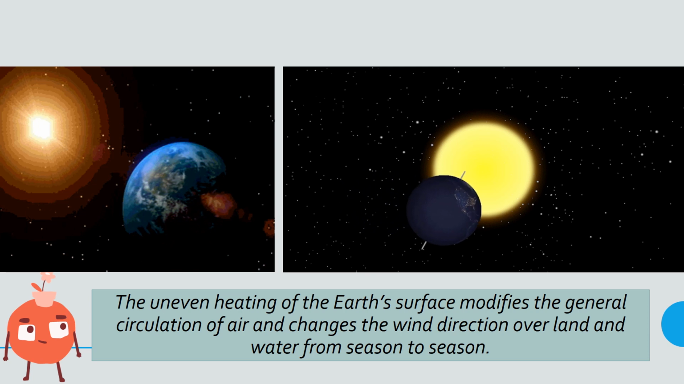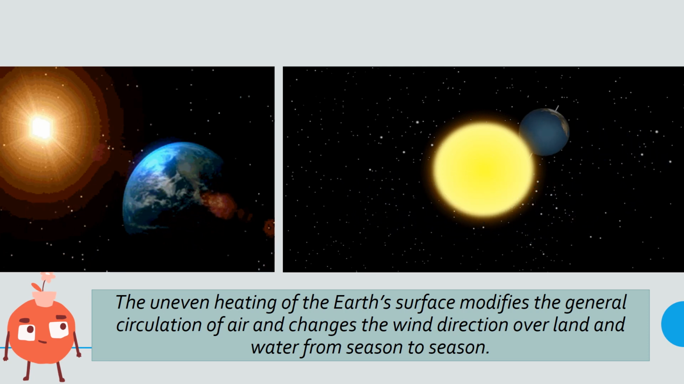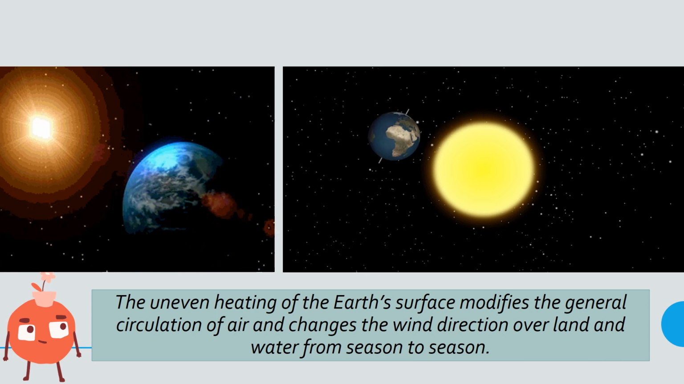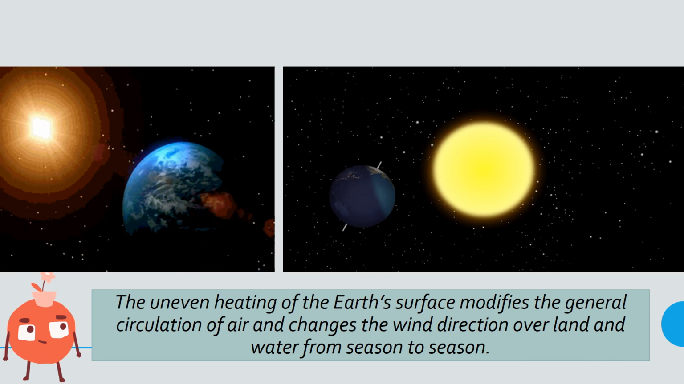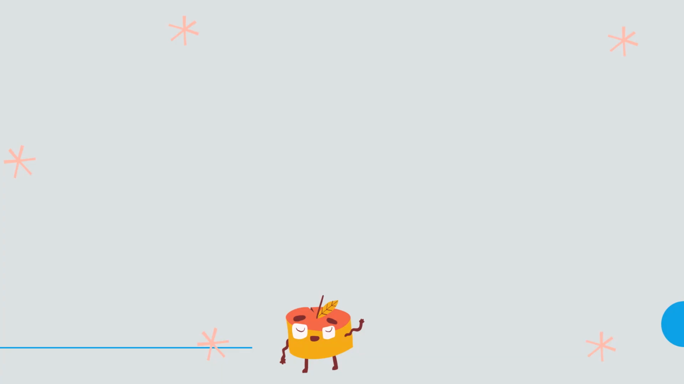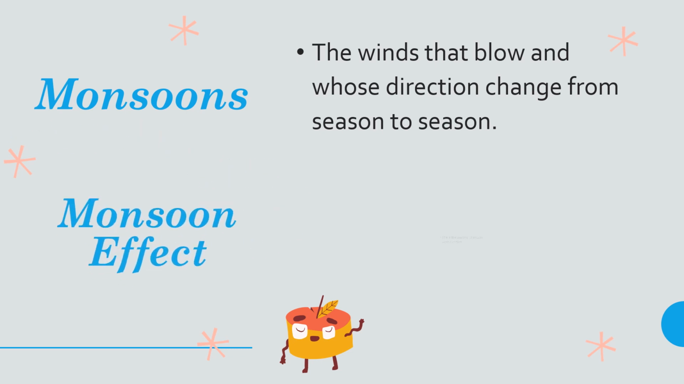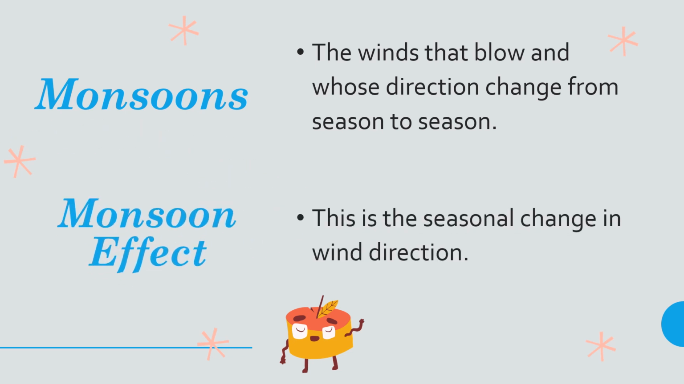The uneven heating of the Earth's surface modifies the general circulation of air and changes the wind direction over land and water from season to season. The uneven heating of the Earth's surface results in monsoons. Monsoons are winds that blow and whose direction changes from season to season. The monsoon effect is the seasonal change in wind direction.